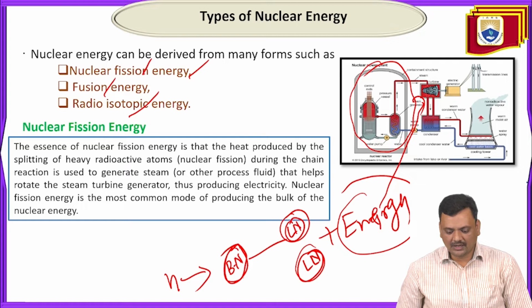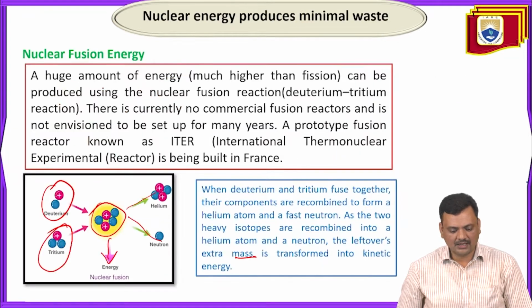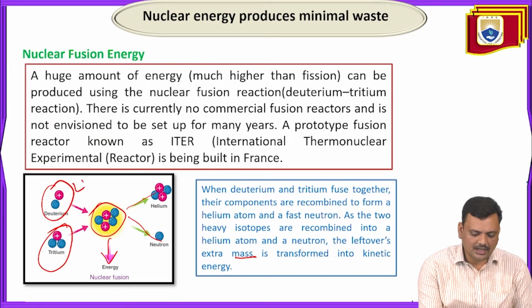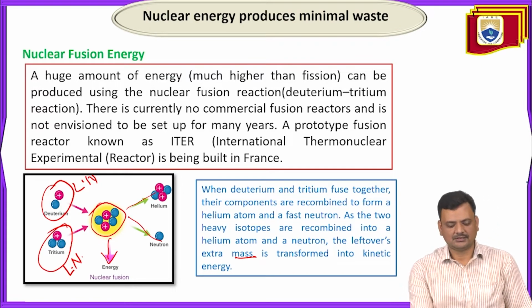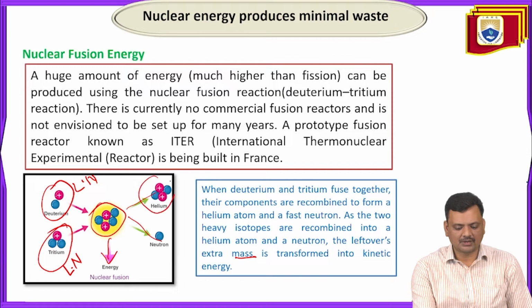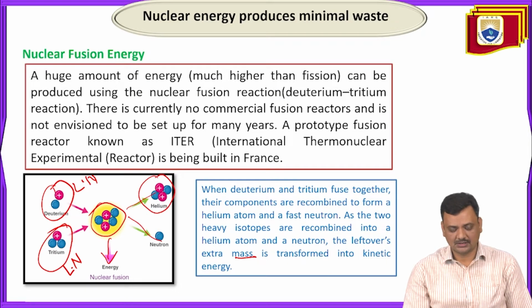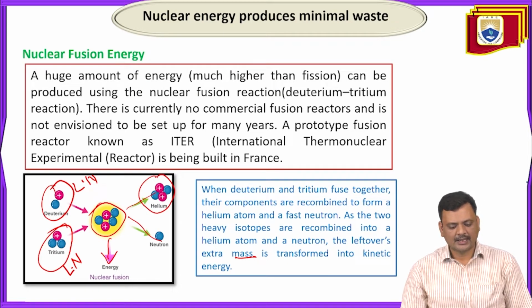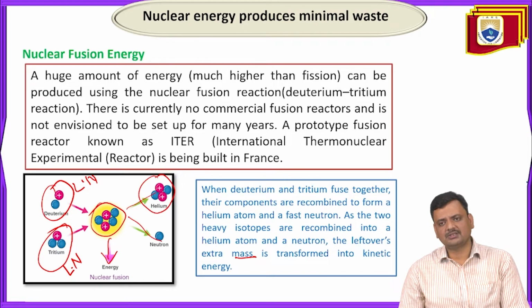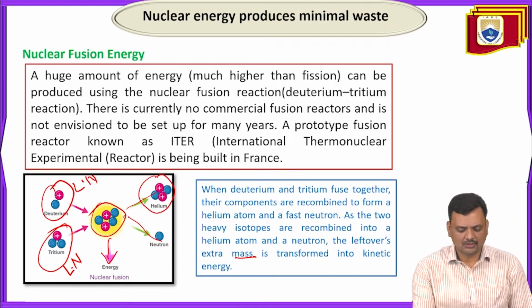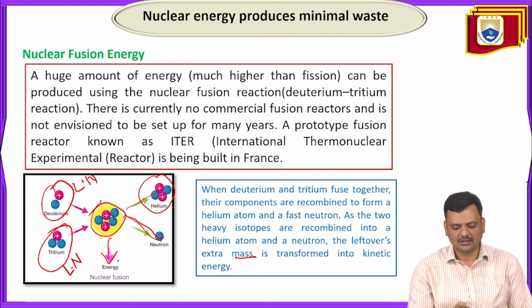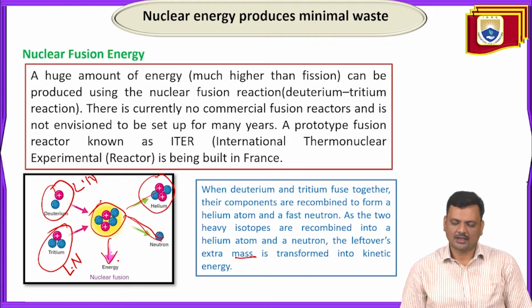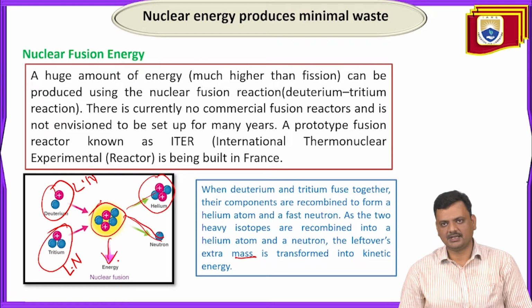But in comparison to fission, what happened? Two lighter nuclei collide and create one big nuclei, and in this process also a neutron plus energy. What is the product? One big nuclei, one neutron, and energy will be released.